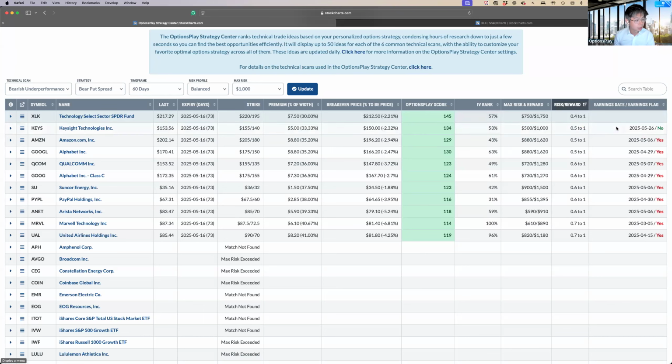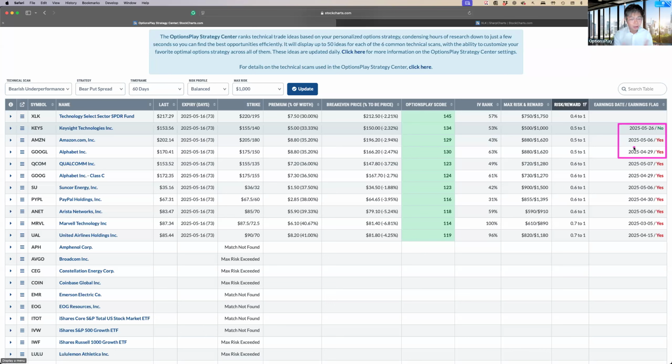And the other thing that you can look at here is the earnings flag, right? So Amazon and Alphabet both have earnings before this expires, right? So when I'm buying options, that's actually a good thing, right? I want the potential catalyst that can make the stock make a big move and for me to capture that 2-to-1 risk to reward ratio.